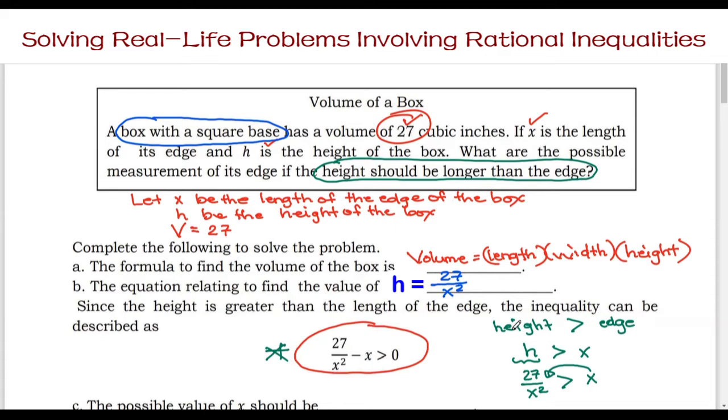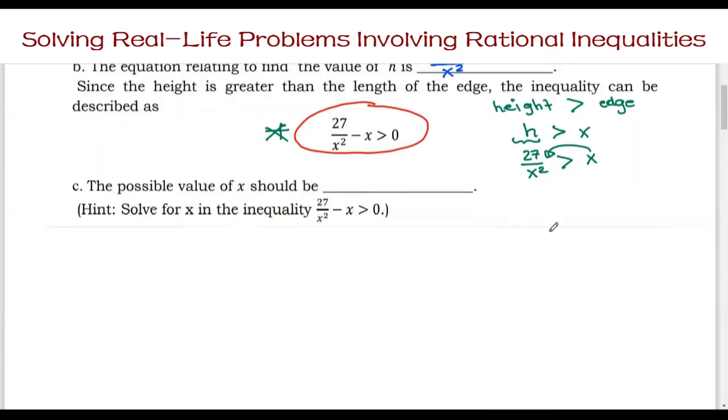So we're going to solve this rational inequality. How do we solve a rational inequality? I have a video on that. If you check that video, I'm using a table of signs, so that is also what I'll use here, because it's the faster way to solve rational inequalities.